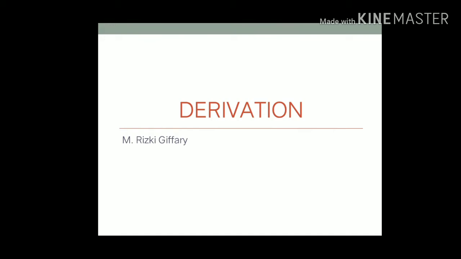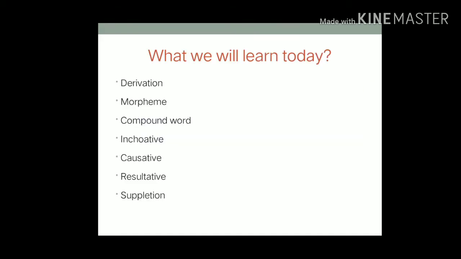Now, today we will talk about derivations from the semantics course, and what we will learn today. We will learn about derivation, the second one about morpheme, the third one about compound word, the fourth one about inchoative, the next one about causative, then resultative, and the last one we will learn about suppletion.